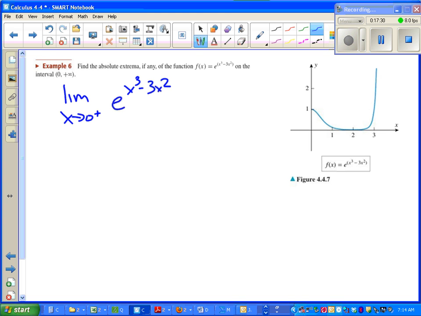Looking at that, it looks like I get something close to e to the 0, which is 1. So my graph gets close to 1. And I can see that on my picture to the right.